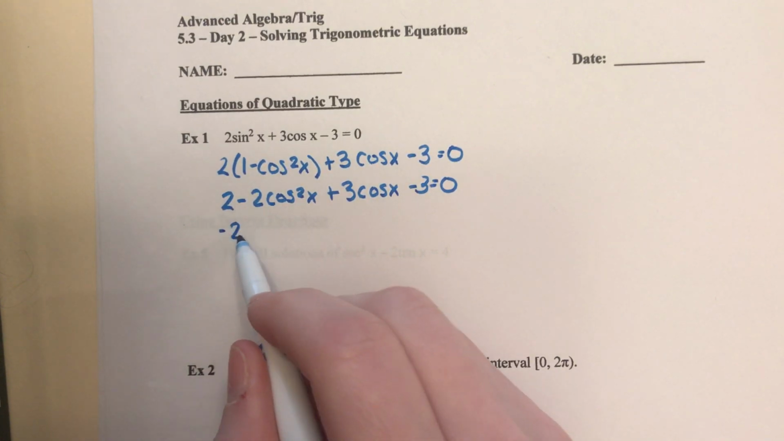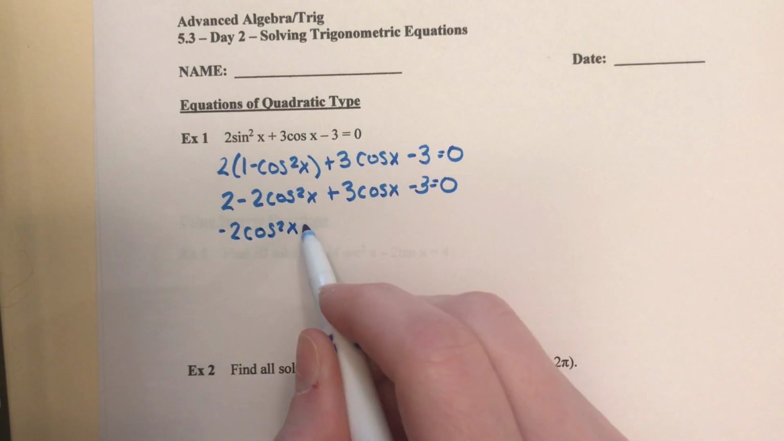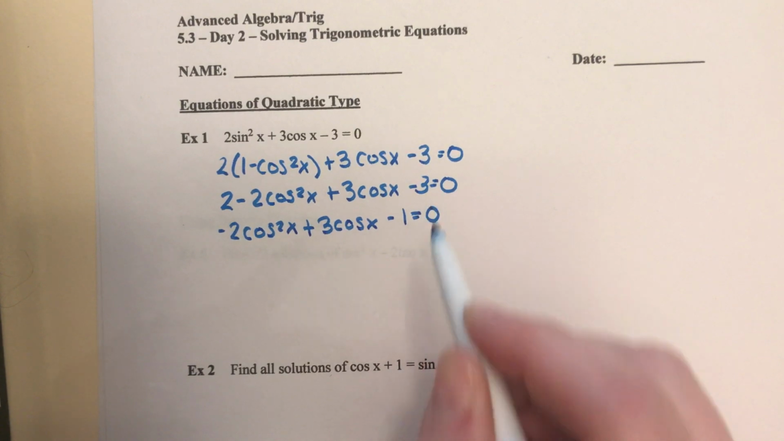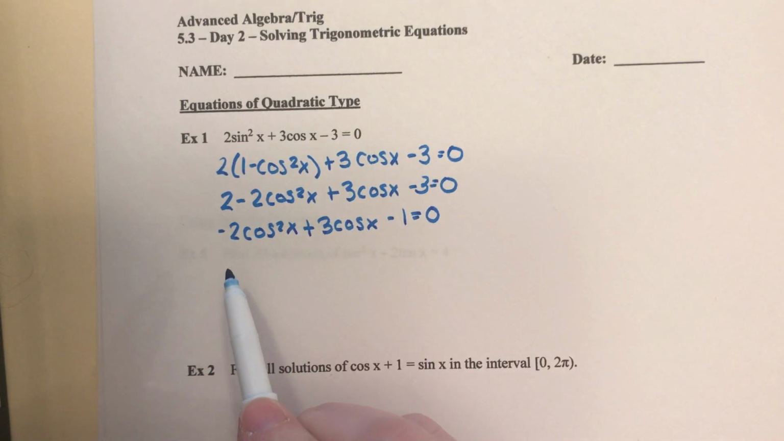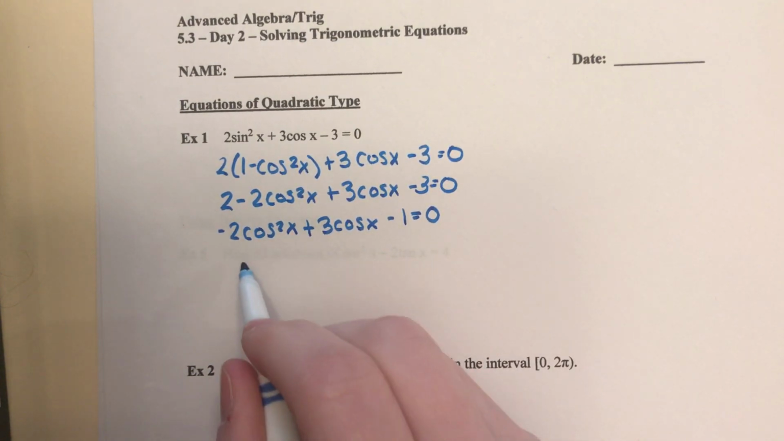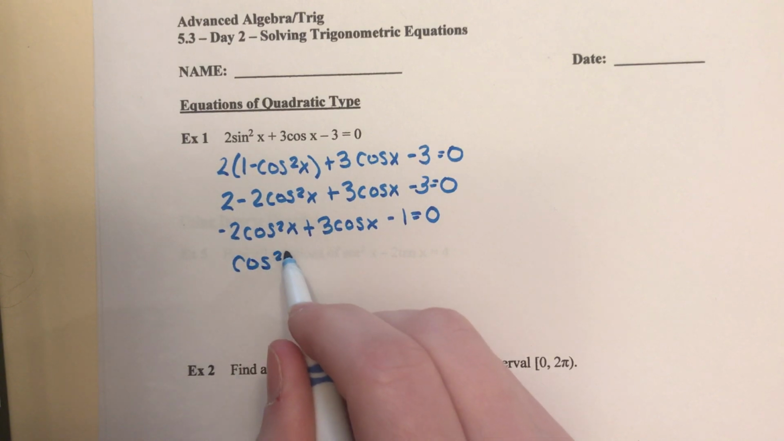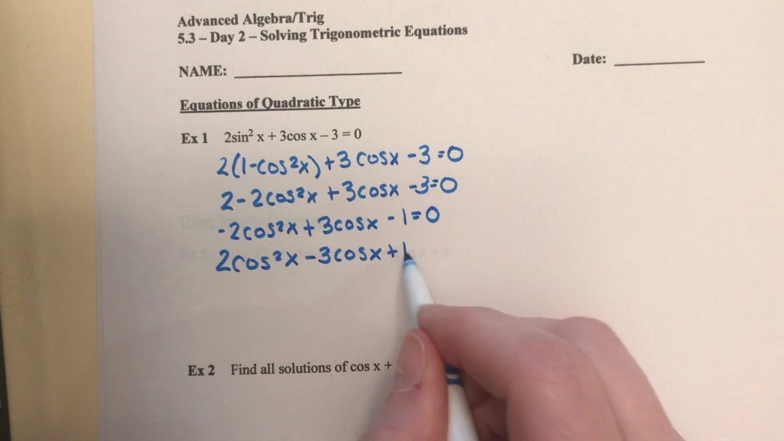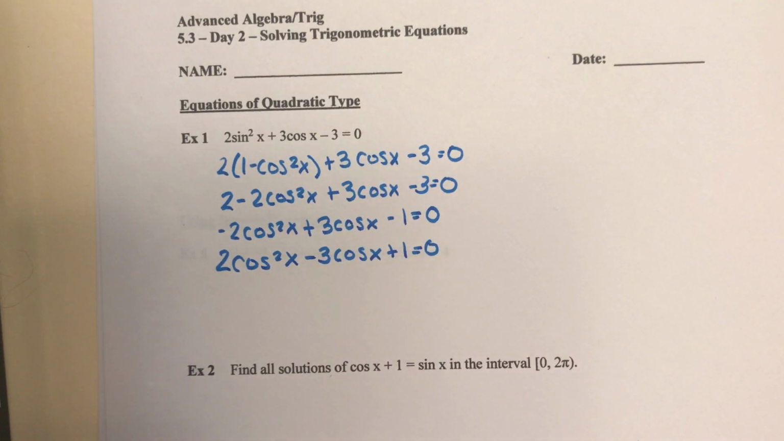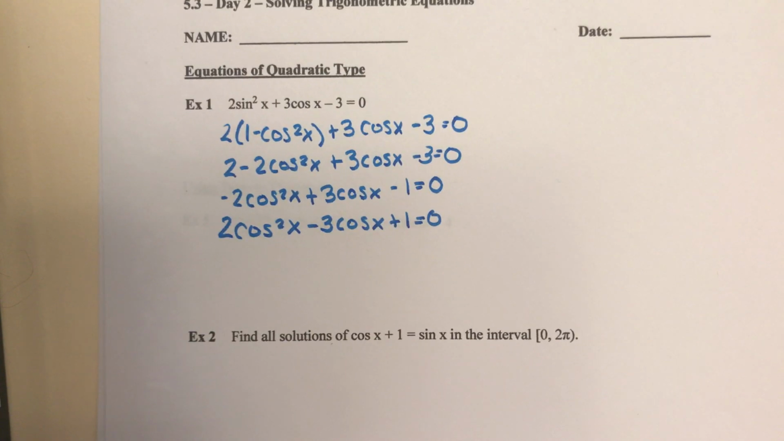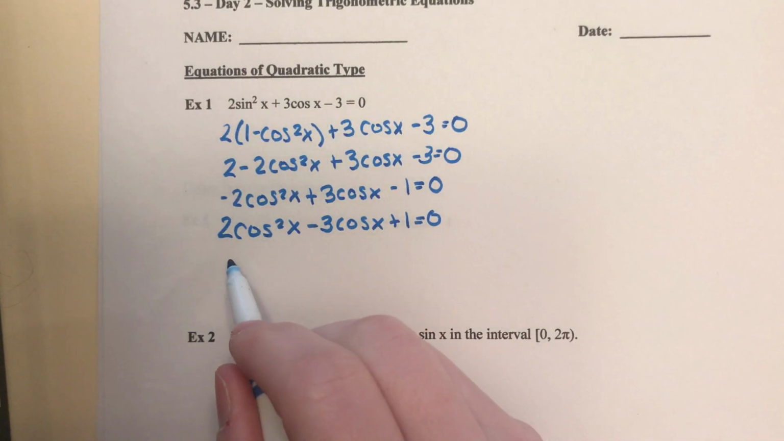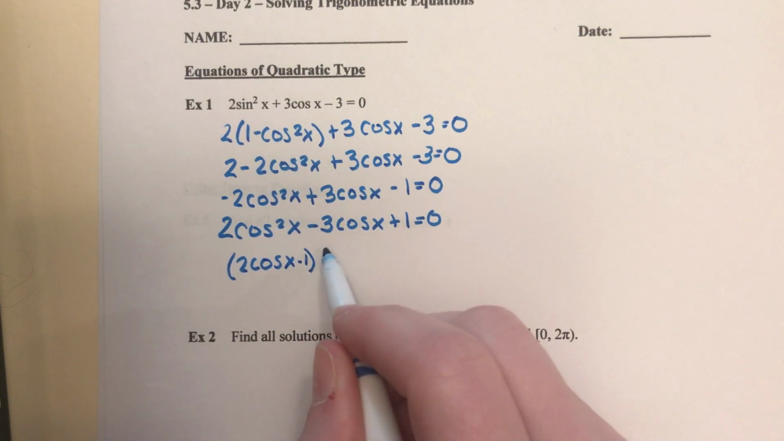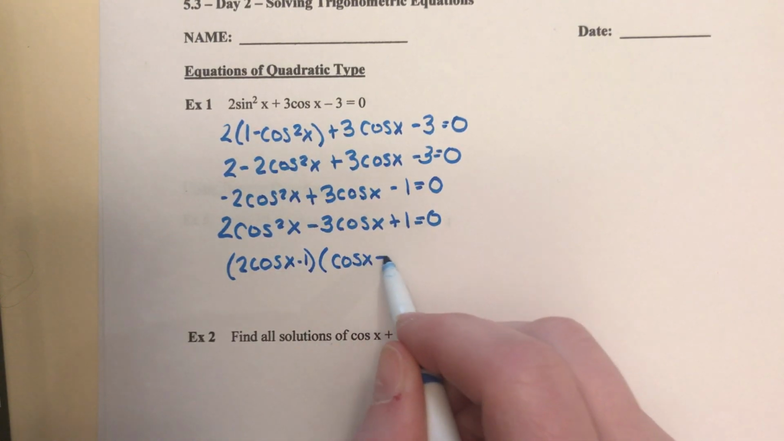So I've got negative 2 cosine squared plus 3 cosine minus 1. Now, I typically don't want a negative in front of my highest exponent, so I'm just going to divide it out by changing all the signs. Now, you can do the 4-step method or you can do guess and check. But when we factor this, this gives us 2 cosine of x minus 1, cosine of x minus 1.